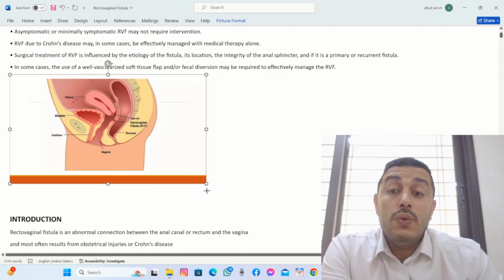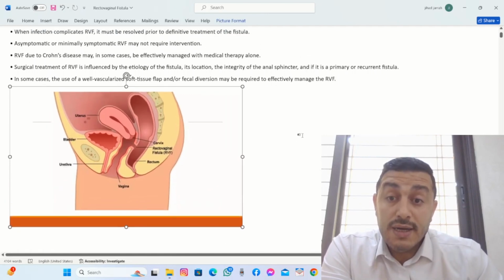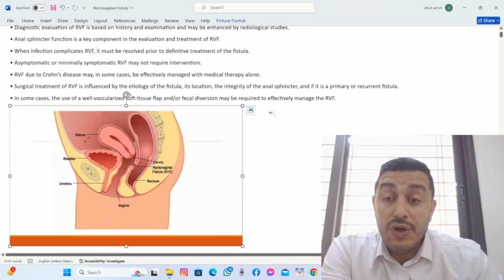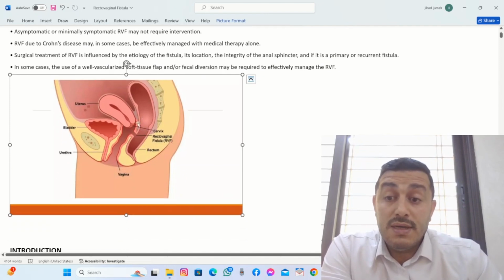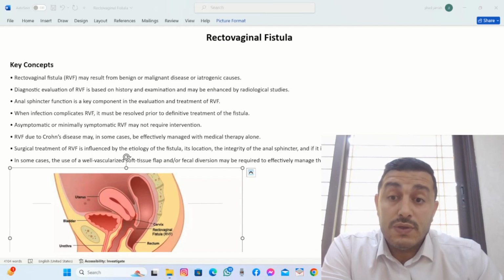And today we are going to talk about rectovaginal fistula. In the previous lecture, we talked about the rectourethral fistula. And today, as you see, there is an abnormal connection between the rectum and the upper vagina over here, and this is what we call the rectovaginal fistula.